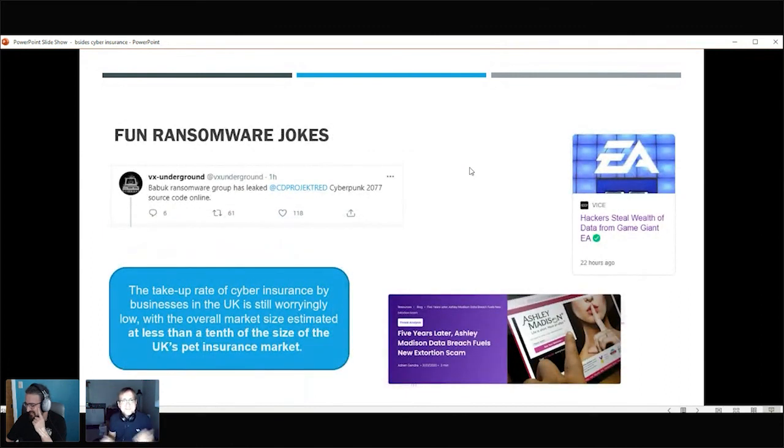Sometimes it's just some ransomware jokes, but in the UK, actually, the cyber insurance market is smaller than the pet insurance market, which is kind of fun. Recently, somebody hacked CD Projekt's Cyberpunk. I don't know how many people are playing that, but it's so full of bugs that I think having the actual source code leaked online is actually a good thing. Maybe somebody is going to go and fix the code. But yeah, it is quite bad.